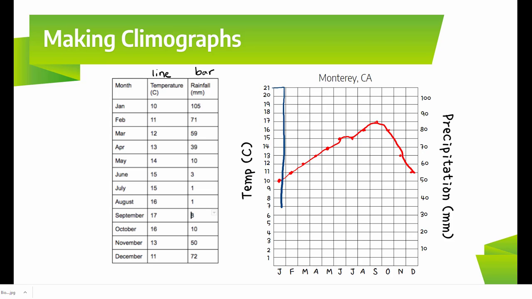Once I had temperature graphed, I'm now going to graph precipitation. You could do this in any order. I just decided to go temperature, then precipitation. Remember that precipitation is going to be a bar graph, and I'm going to be looking at this side.